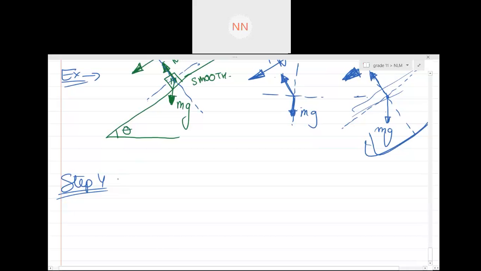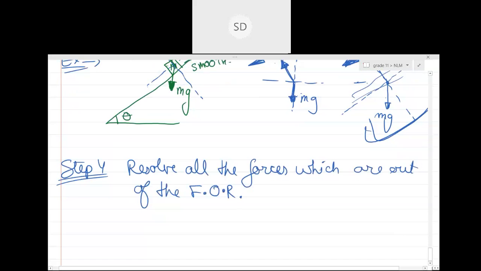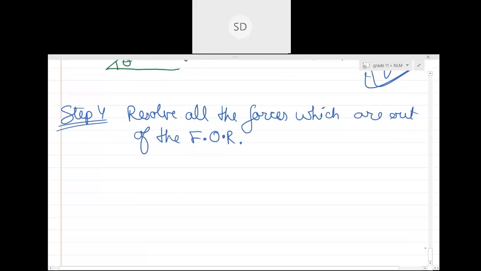So this is your step 4. Step 4 is basically to resolve all the forces which are out of the frame. Those forces which are lying inside the frame, it's not a problem. But those forces which are lying outside the frame, it's a problem. Now, this is a very nice step. So, एक बार फिर से we'll do all the questions again.